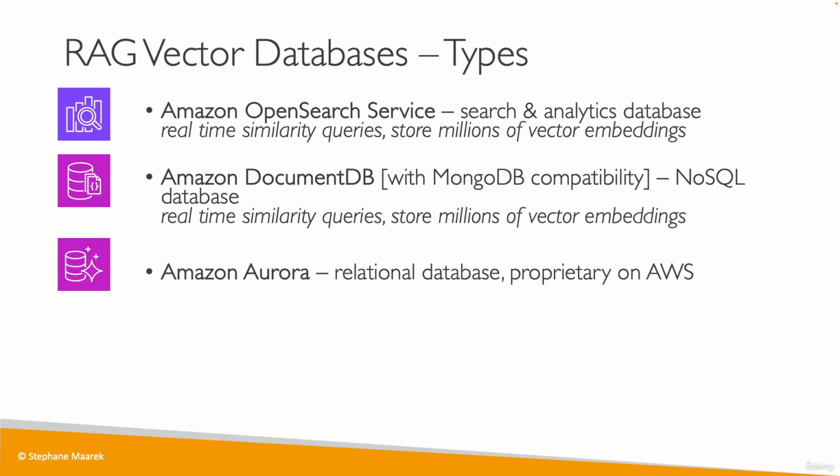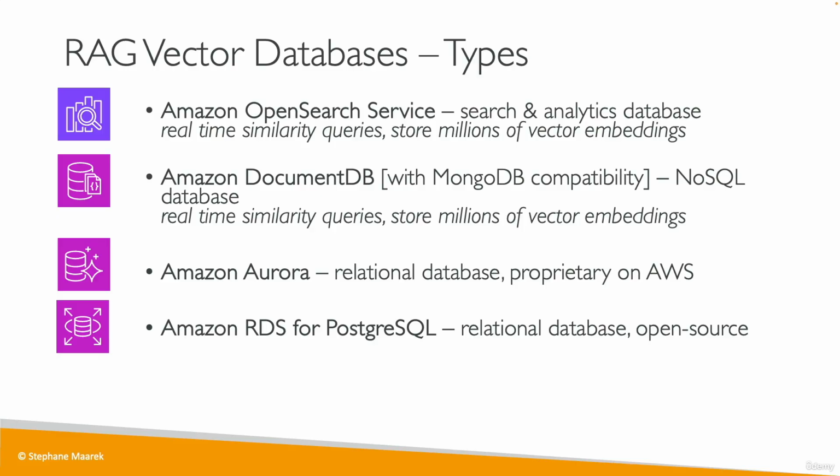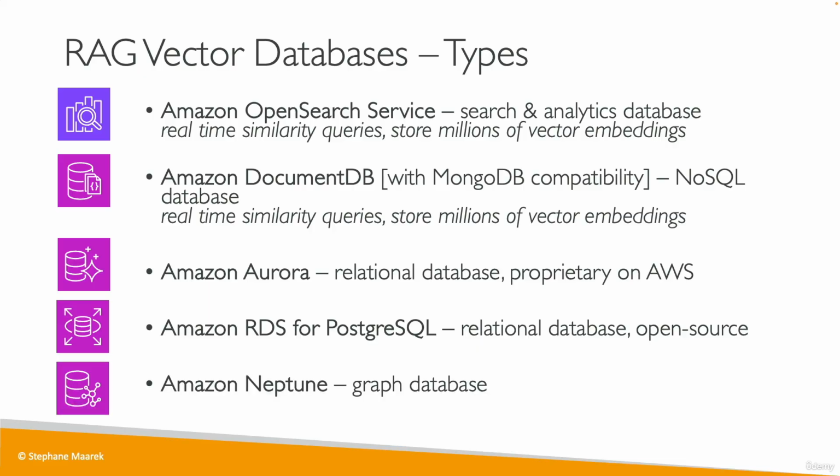Then we have Amazon Aurora and Amazon RDS for PostgreSQL. Both of them are going to be relational databases. Aurora is proprietary to AWS, but it's cloud friendly. And RDS for PostgreSQL is a relational database as well, but it's open source. Both are fine. Usually, if you see relational database, think one of these two. And finally, if you see graph database, choose Neptune.